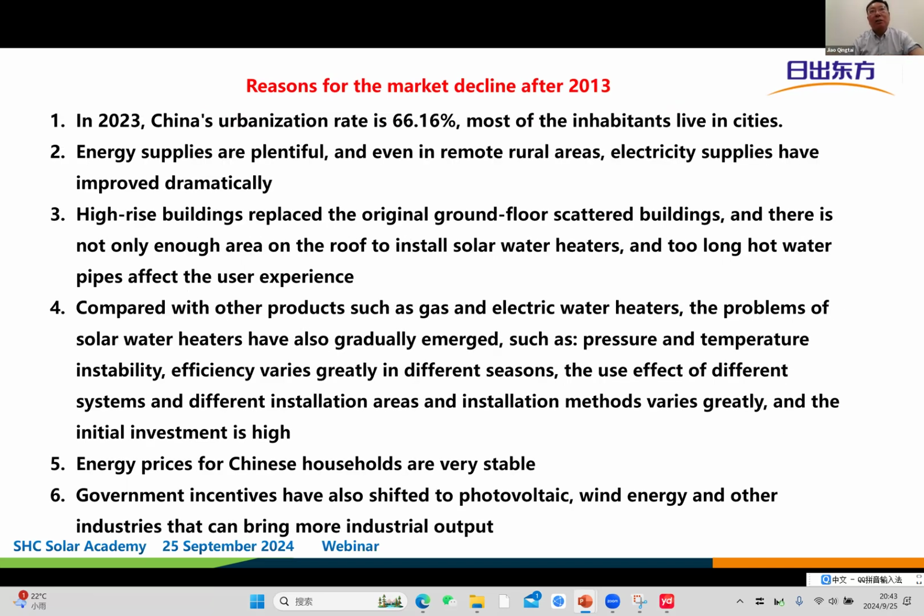The reason for the market decline after 2013 is also because of urbanization. In 2023, the urbanization rate is 66%. That means most of the inhabitants live in cities. And all the energy supplies become better and better and very plentiful, especially in the city. And even in remote rural areas, electricity supply has improved very quickly. I think China has a very strong power grid for electricity.